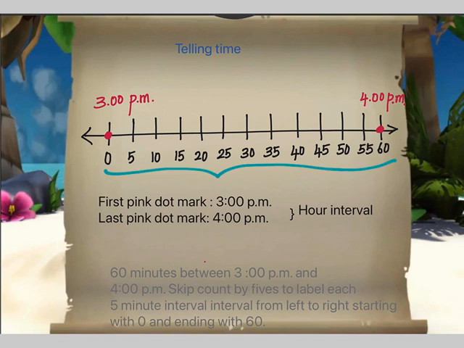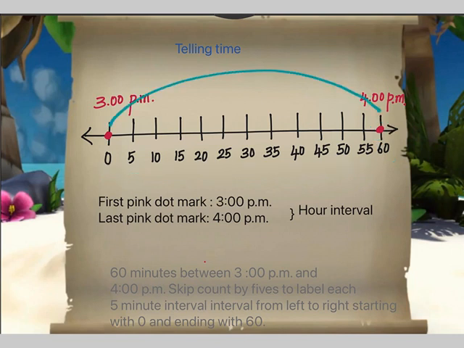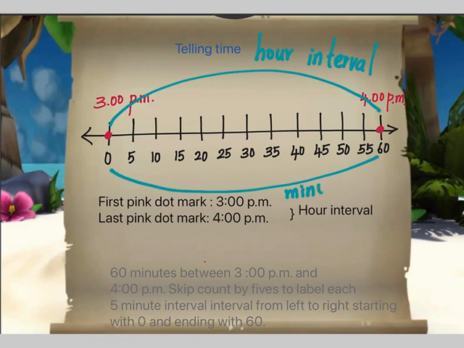So the first pink dot here shows 3 p.m. and the last pink dot shows 4 p.m. So now we know that 3 p.m. to 4 p.m. is called an hour interval, and below the number line we see the minute interval.